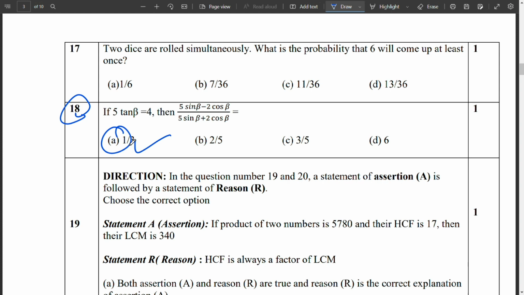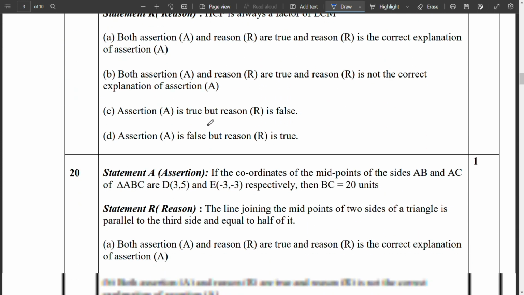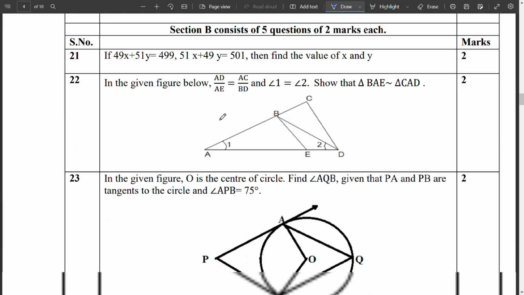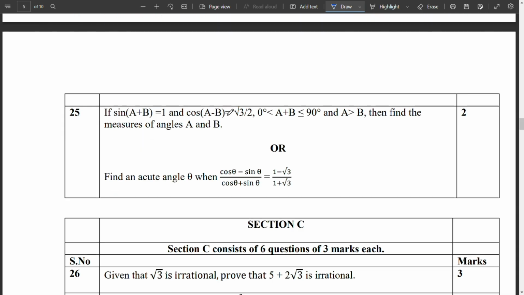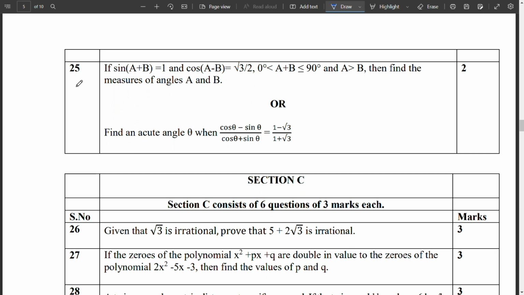Moving on to our next question of trigonometry. Over here we can see question number 25 is the next question for trigonometry. It has two parts. The first part is: if sin(a plus b) equals 1, cos(a minus b) is root 3 by 2, and a plus b lies between 0 and 90 and a is greater than b, then find the measures of angles a and b.